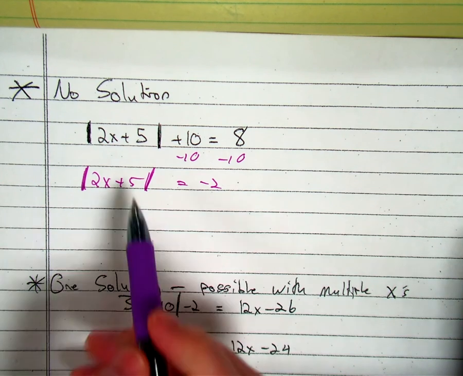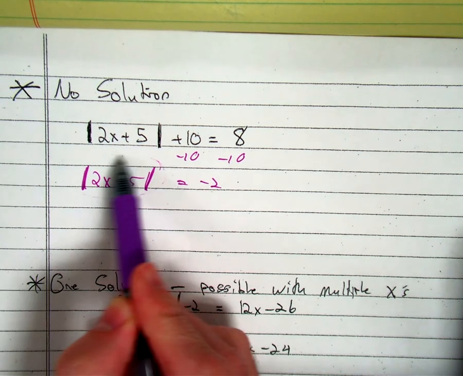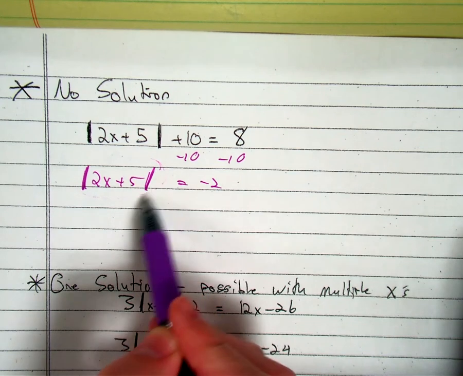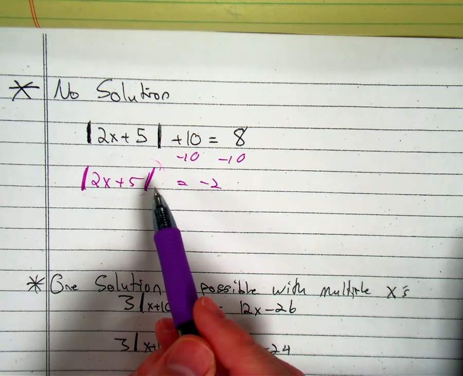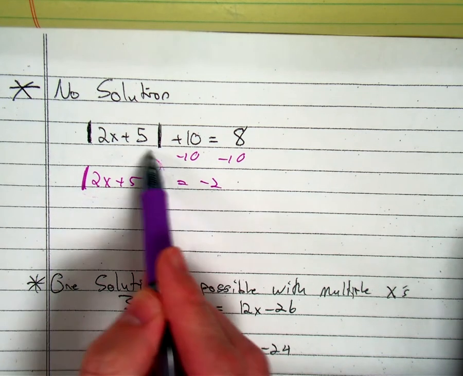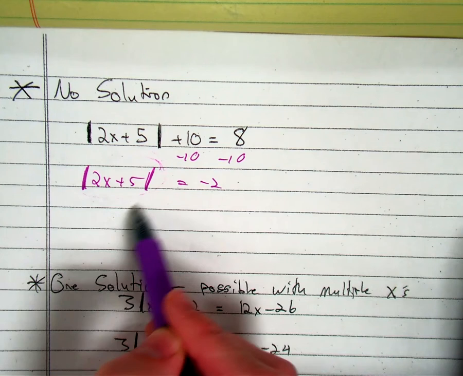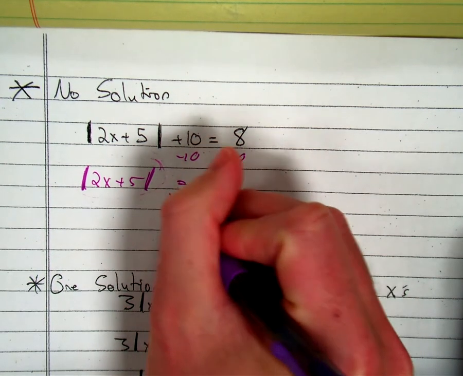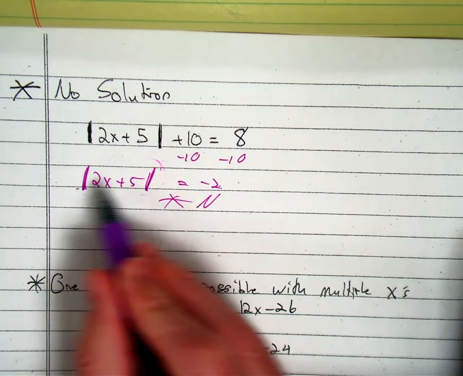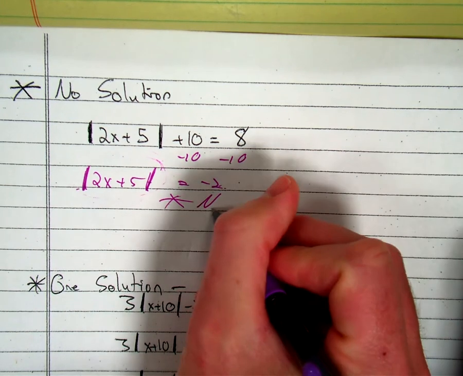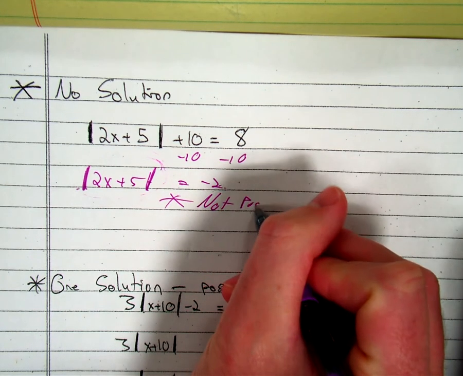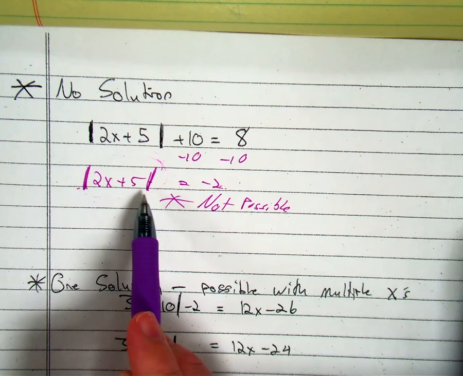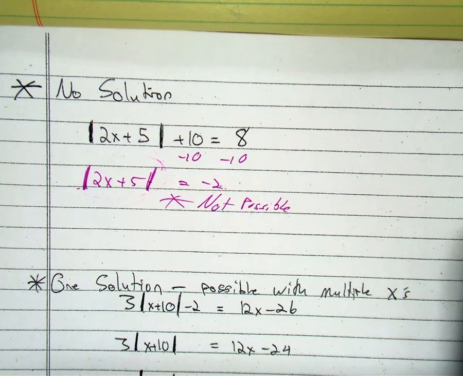Stop. What did we say absolute value is? Distance from 0 on the number line. We said that absolute value always comes out as positive or 0, and here we have negative. So it is not possible to have an absolute value come out to be negative 2. So stop right there. Not possible. If you get the absolute value bars by themselves equal to a negative, it's not possible.